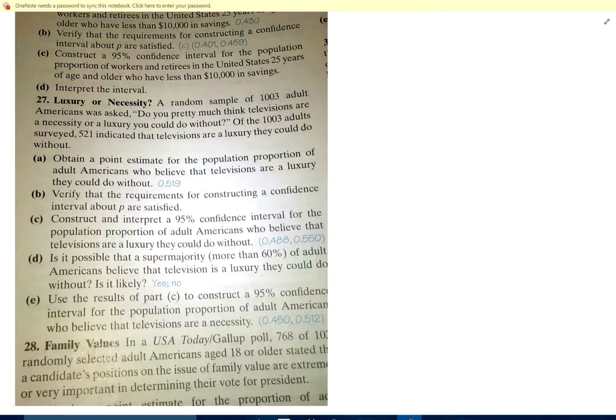Okay, 27 we did in class. So I'm just going to kind of skim over this. A random sample of 1,003 adults: do you think televisions are a necessity or a luxury? So 521 said it's a luxury.